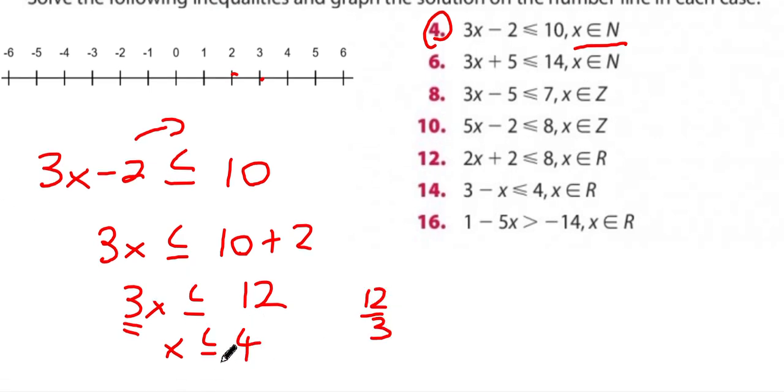Y'all listening? 4. Draw the line where all the numbers are smaller than 4. 1, 2, 3. Did I make a mistake? Yes. What's the mistake? Not allowed putting the 0. Did I make any other mistake? No, the 4 is allowed because of the equal sign. So is everybody happy with question 4? Yes, sir.